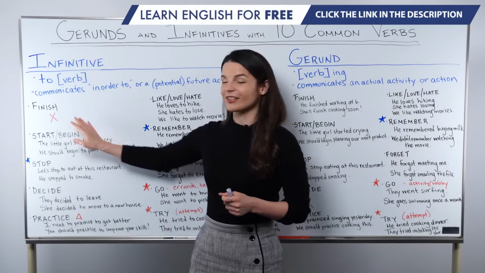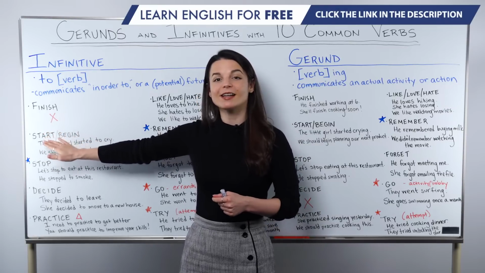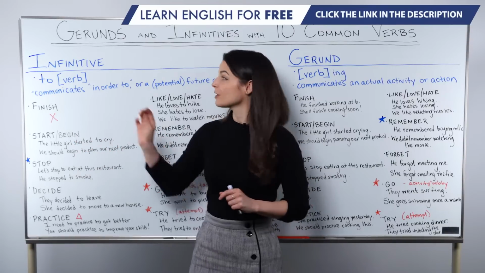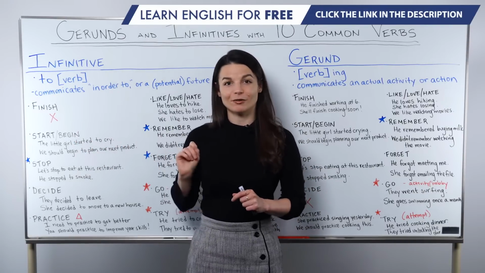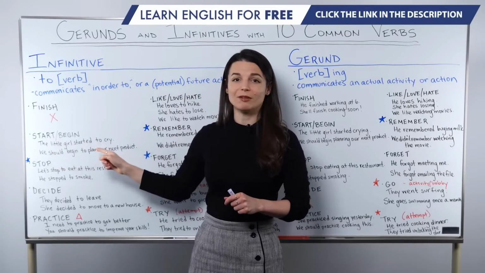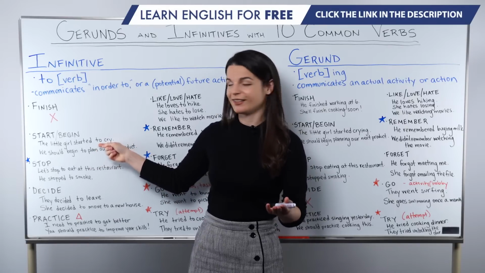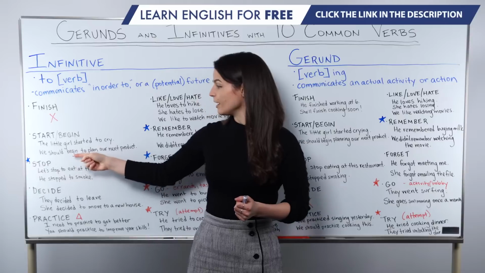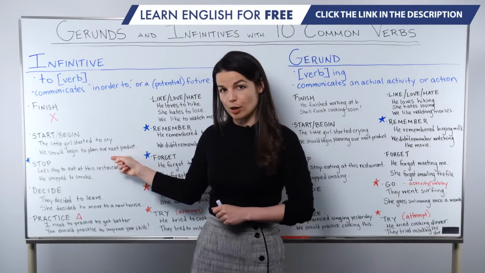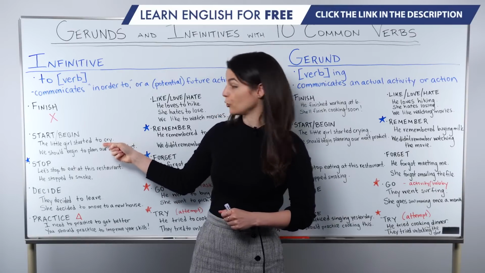So the next verb is actually two verbs. We can use this same rule for the verbs start and begin. So start and begin can both be used with the infinitive after the verb. So our examples. The little girl started to cry. Here's our infinitive verb, to cry. And we should begin to plan our next product. So both of these example sentences contain the infinitive form, to cry and to plan.